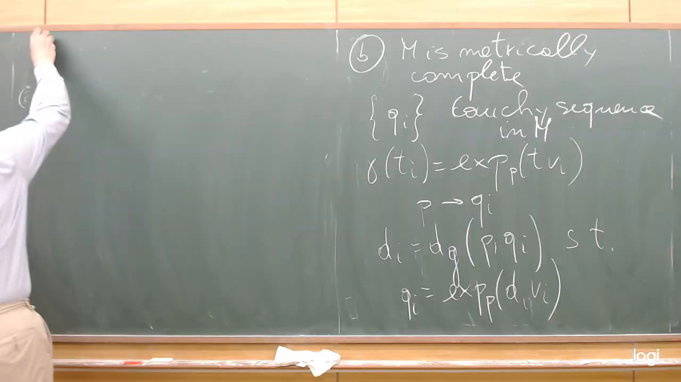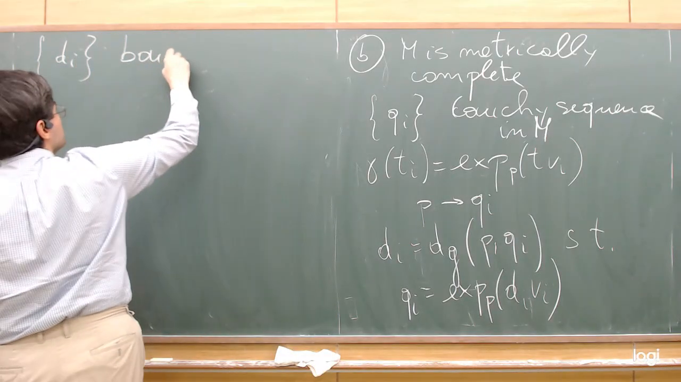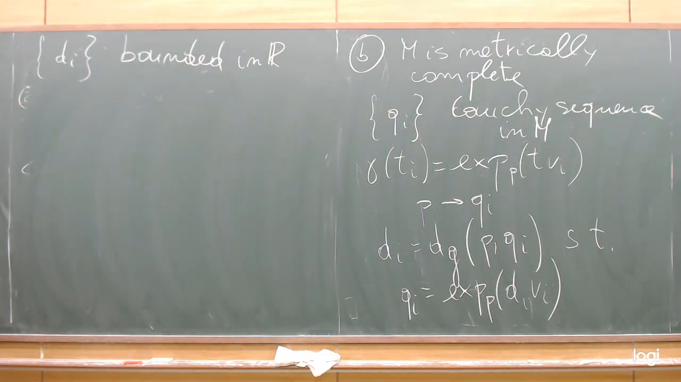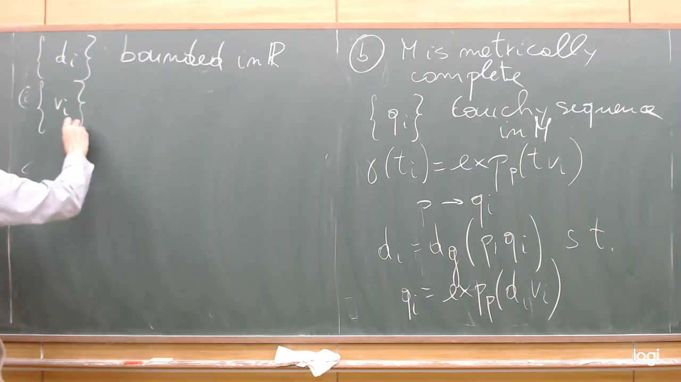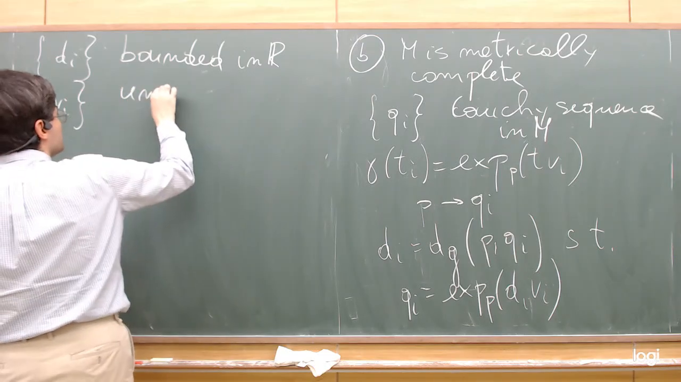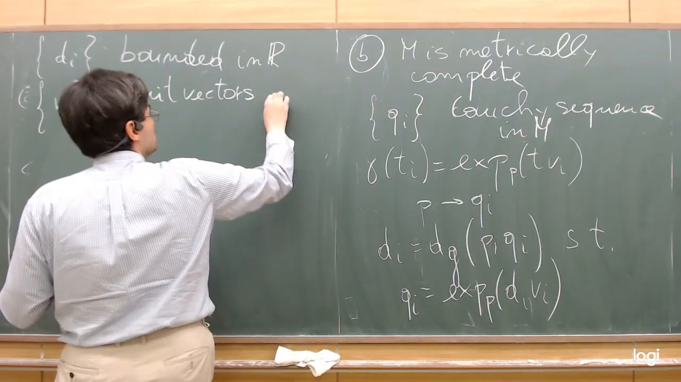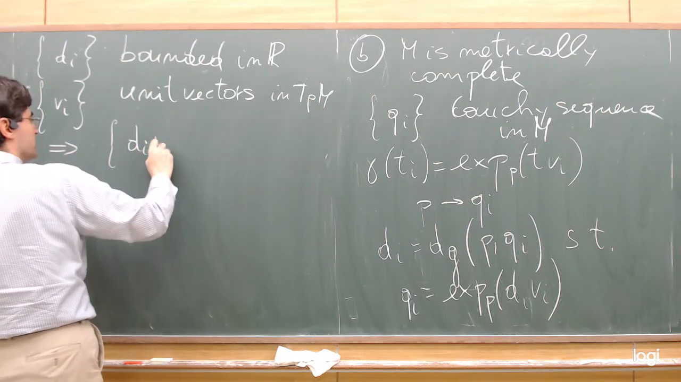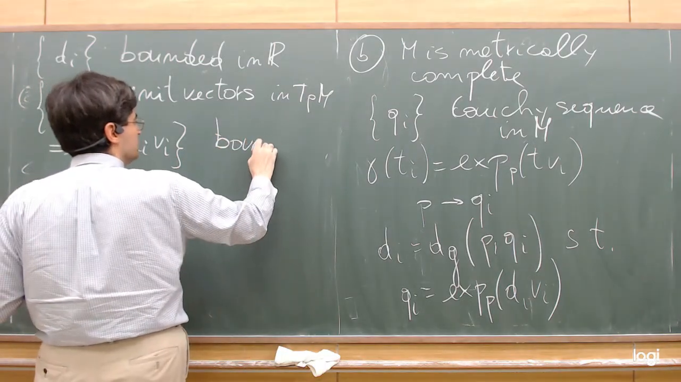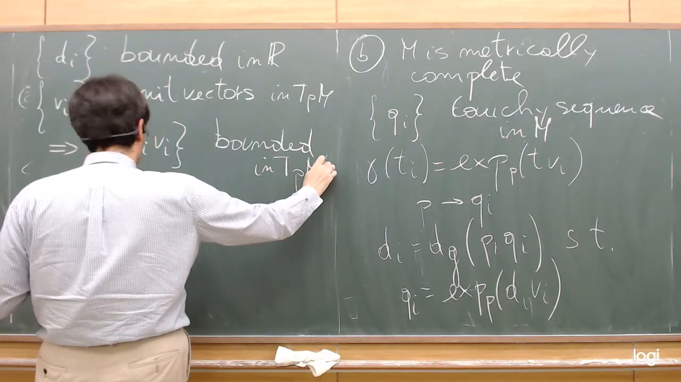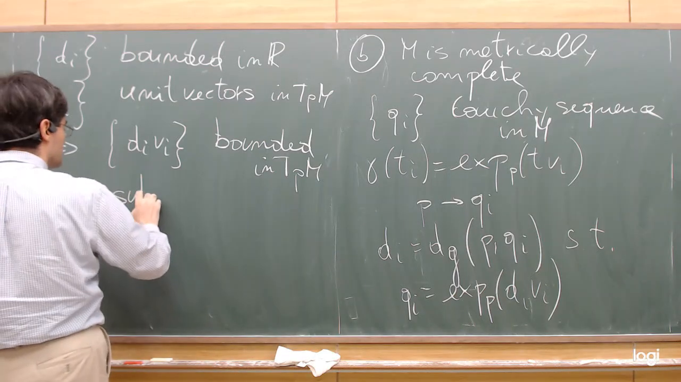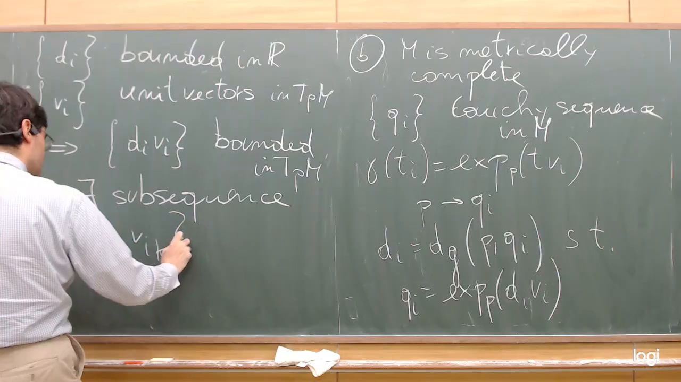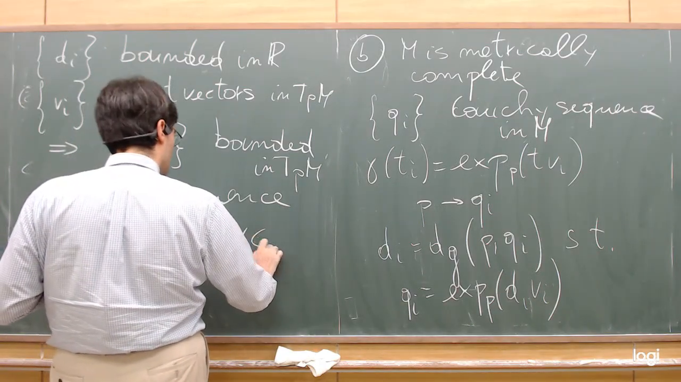Let's observe two things. This is bounded in R because Cauchy sequences in a metric space are bounded, and this one is a sequence of unit vectors in T_P M. Implies d_i v_i is bounded in T_P M, implies there exists a subsequence d_{i_k} v_{i_k} which converges to v in T_P M.